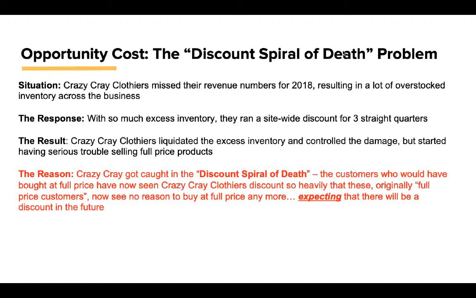But then they started noticing they were having serious trouble selling their products at full price. The reason? Crazy Craig got caught in the discount spiral of death. The customers who would have bought at full price have now seen Crazy Craig Clothiers discount so heavily and for so long that these original full price customers now see no reason to buy at full price anymore, expecting that there will be a discount in the future. This is a problem, one of many that this particular exercise can solve, but I'm sure we can relate, if not personally, with someone that we know in the business.